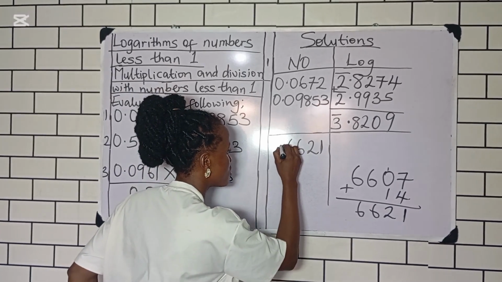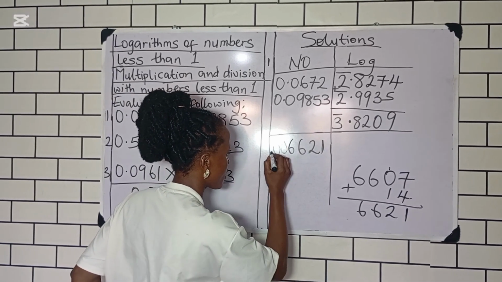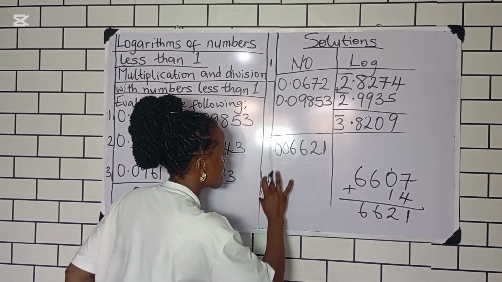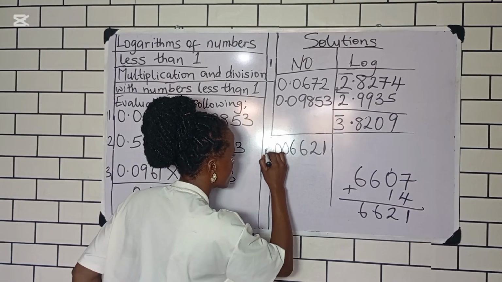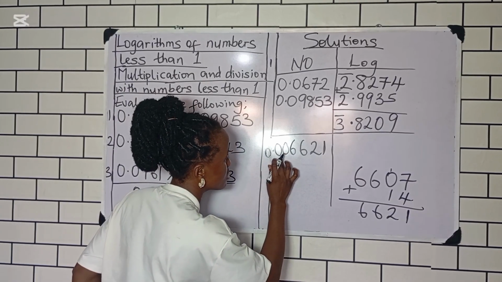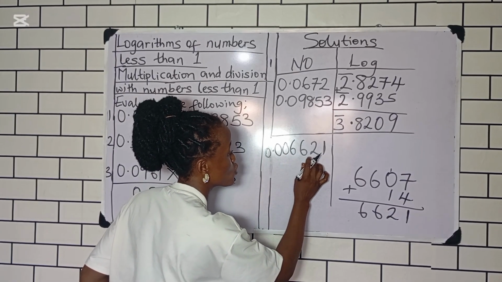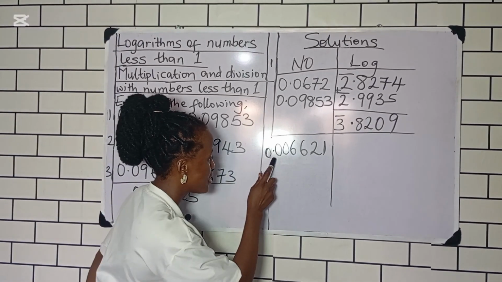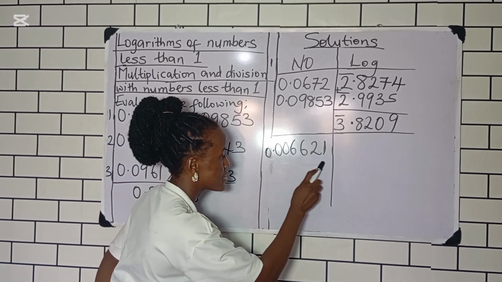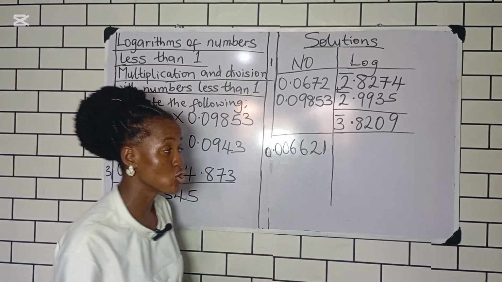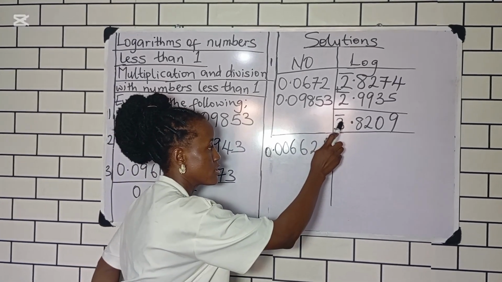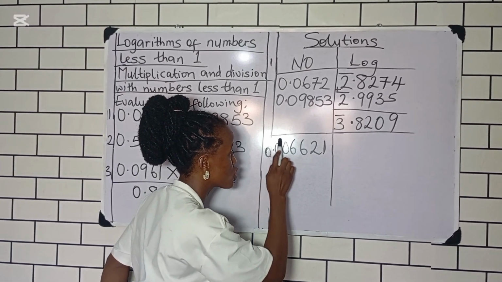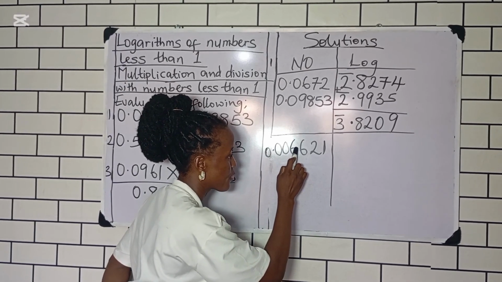You add first 0, 1, 2. Now you place your decimal point. The 0 after the decimal point is not counted, you have your 0.006621. Now we have already positioned our decimal point here. Writing this number in standard form, you notice the power of 10 is going to be minus 3, which is bar 3. You have your decimal point here. You count 1, 2, 3.